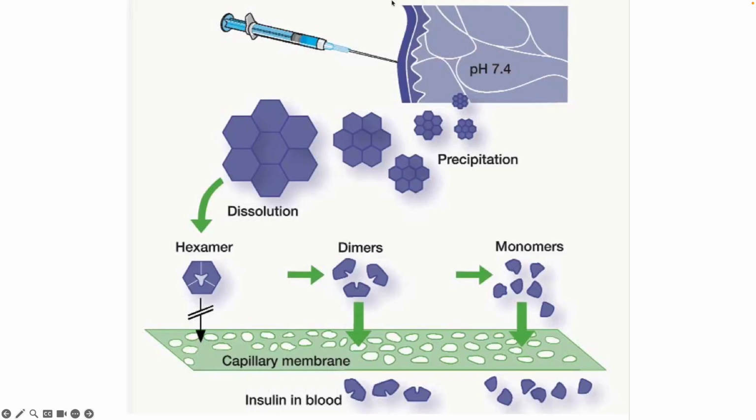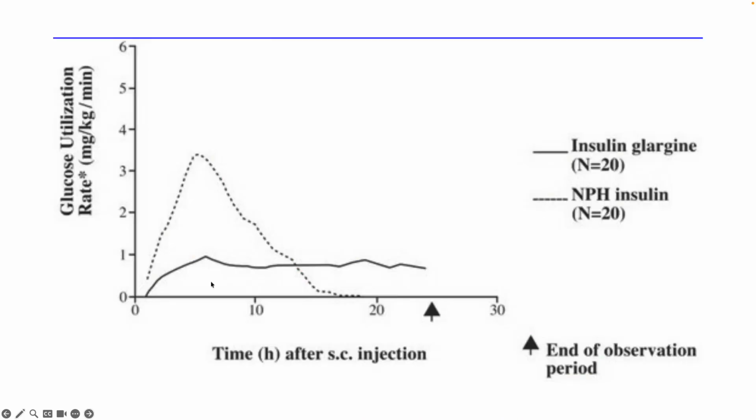And you can see how this forms. When we inject it, it forms those microprecipitates, which have to dissolve, and then there are still hexamers, which have to break apart into dimers, and those dimers have to break down into monomers before they start having their action. And again, the goal is to create an insulin that mimics the basal rate of insulin. And so you can see here why NPH isn't a great medication for short or long-acting use. This is NPH here. You can see it kind of does long-acting, but it's not short-acting, and so it sucks at both.